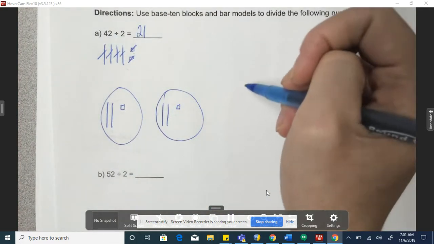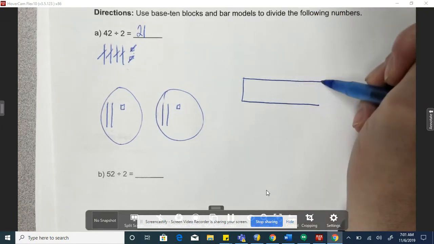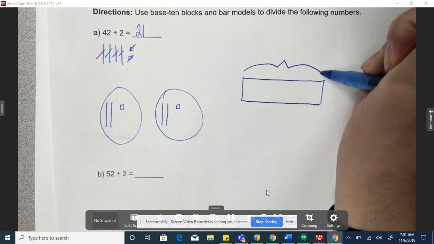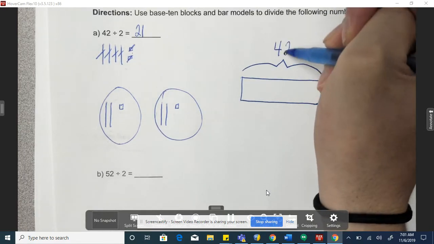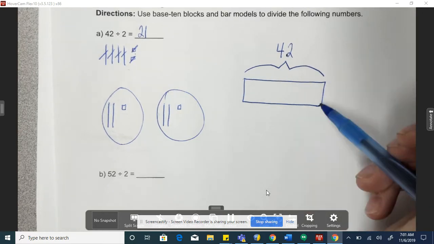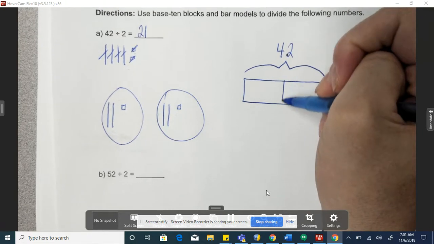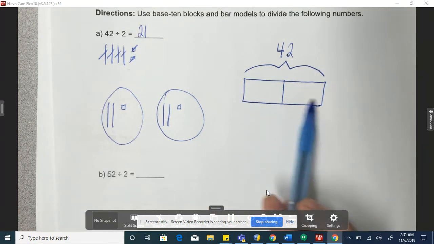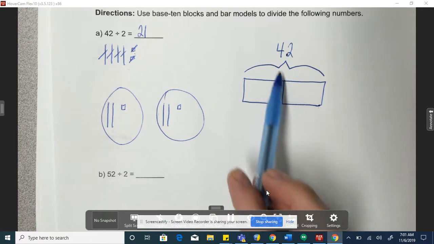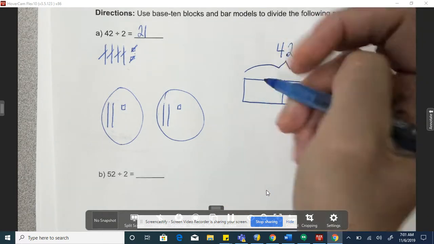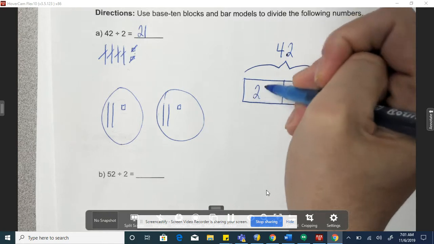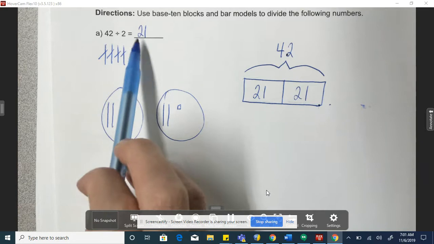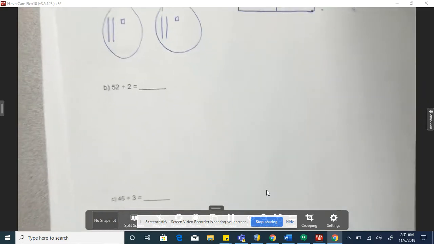I can check my answer using a bar model. A bar model is when we draw a large rectangle or a bar. Our total amount is the number we're starting with, our dividend, which is 42. And then we're going to break this bar equally into 2 groups because we're dividing by 2. And I'm thinking, what can I have in each part that's going to be the same to equal 42? Well, I know, based on what we just did here, 21 plus 21 equals that 42 we started with. So my answer is correct. I'm going to move on to part B.